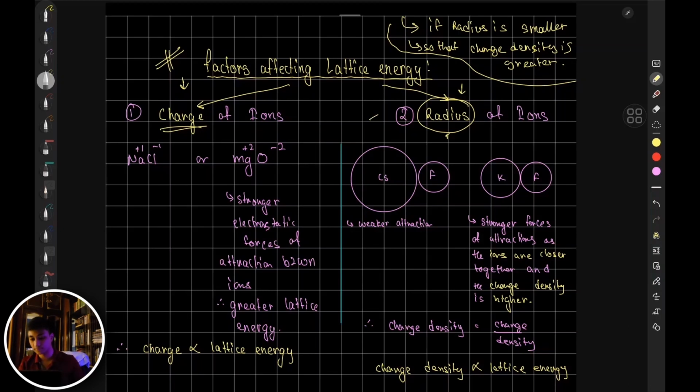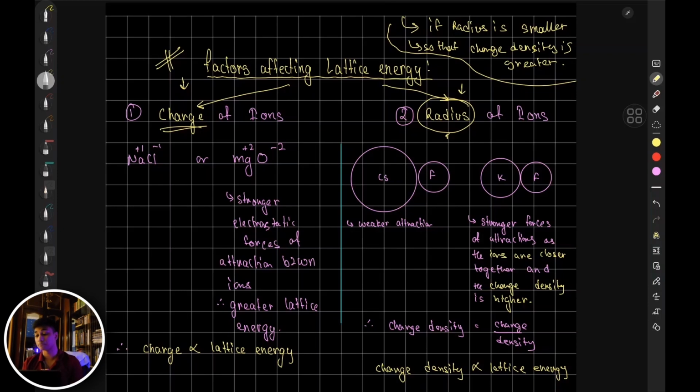The second factor is the radius. How does the radius affect? We have two examples. One is with cesium and fluoride ion, and the other is potassium and fluoride ion. So let's say we're keeping the same halide, but what are we changing? The radius of the positive ion. Now, how does that affect?